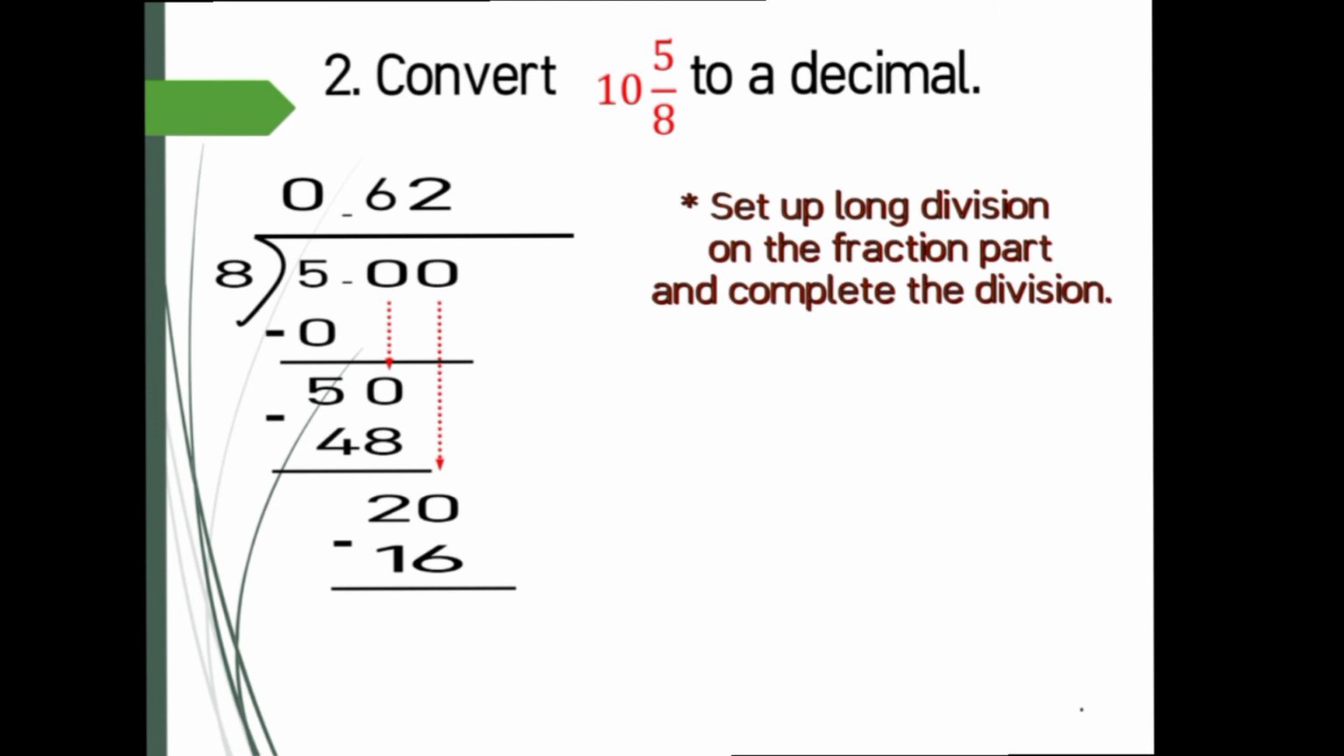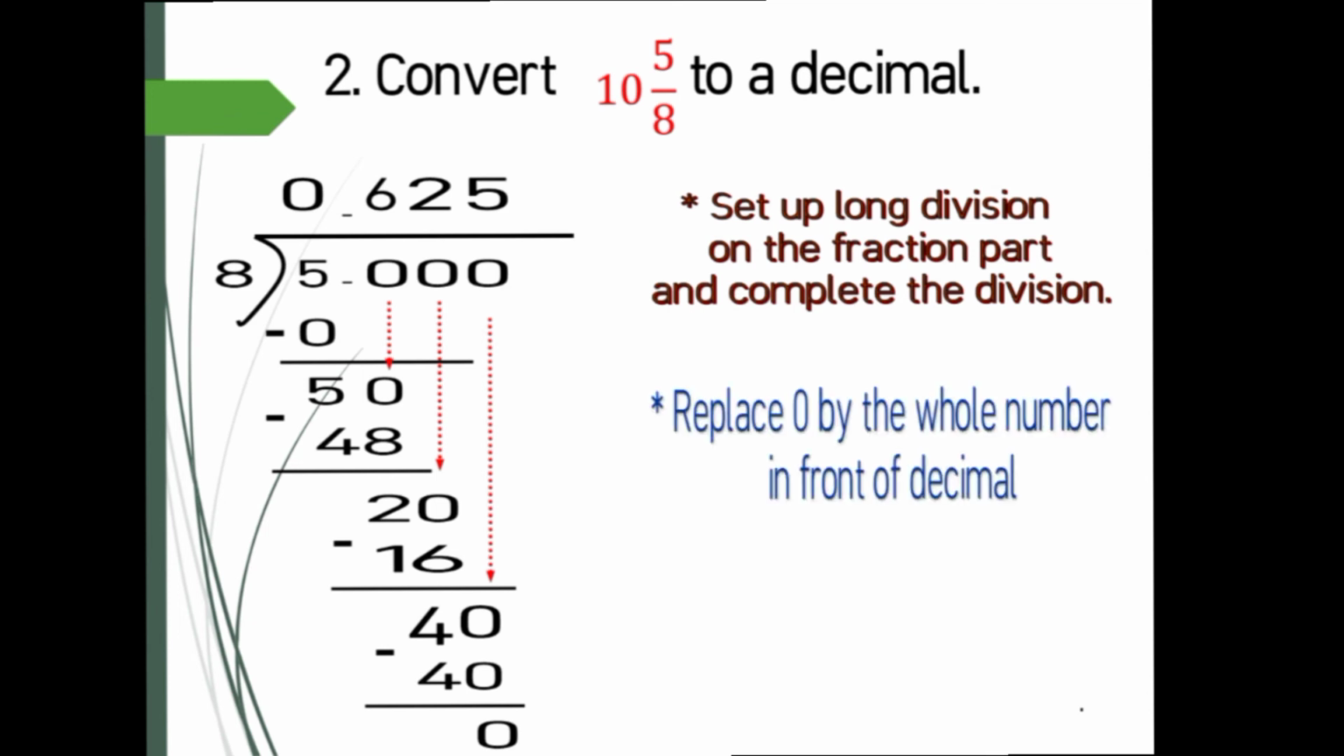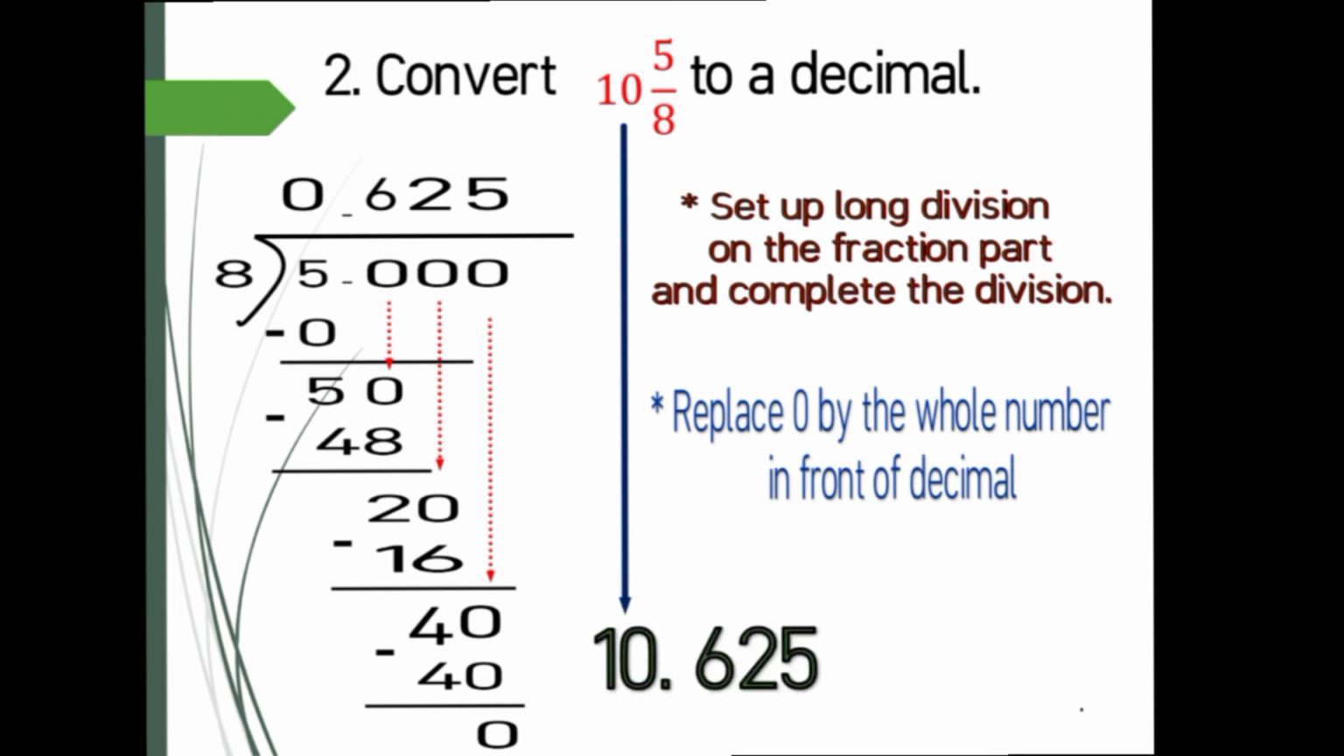Subtract. 20 minus 16 is 4. Add another 0. Bring it down. Magiging 40. 40 divided by 8 is 5. 5 times 8 is 40. Subtract, 0. So, yun na po yung sagot. Okay na tayo, 0.625. Pero, since yung 10 na whole number, kailangan ipalit natin kay 0. So, si 0 magiging 10. Yan. Papalitan natin siya. So, magiging 10.625. Or, 10 and 625 thousandths.